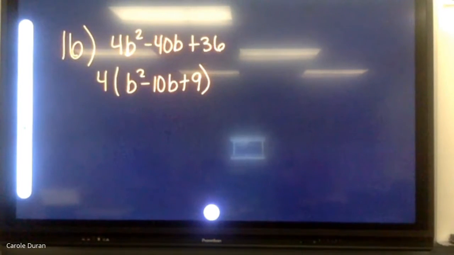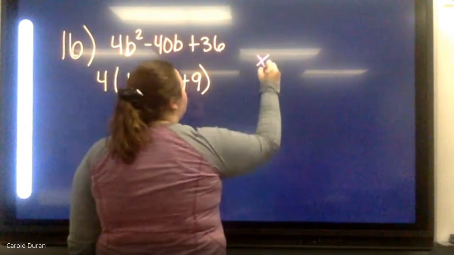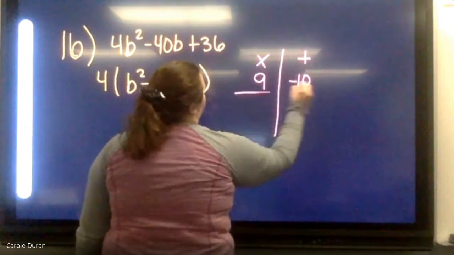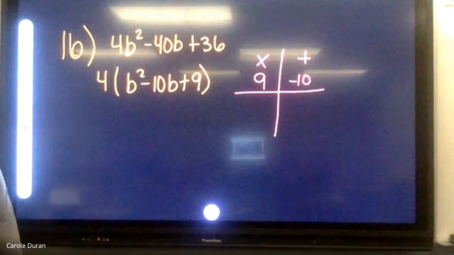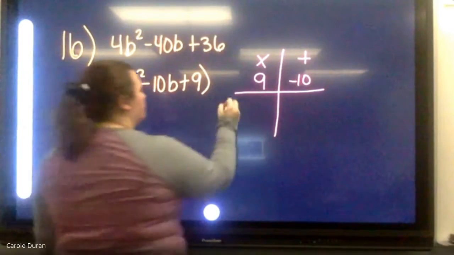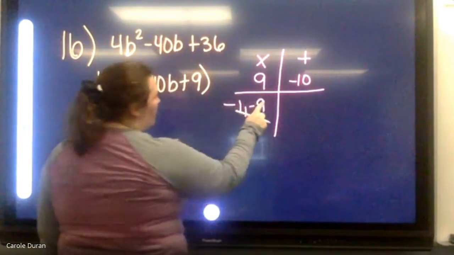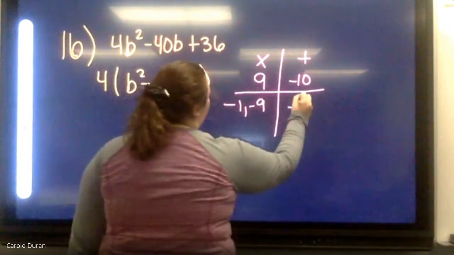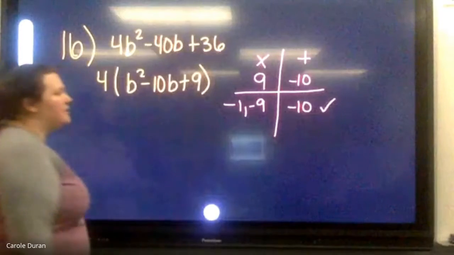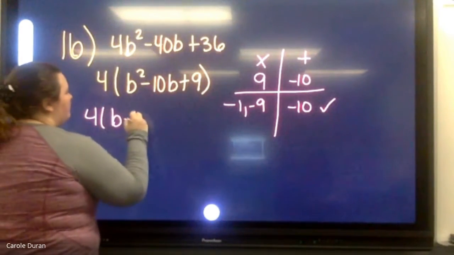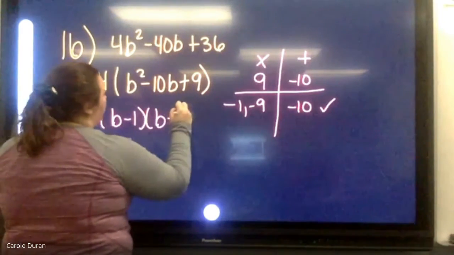Then I'm going to go ahead and do my CB chart, which tells me I'm looking for two numbers that multiply together to get 9, but add to get a negative 10. Anybody have any ideas? Negative 1, negative 9. Negative 1 times negative 9 multiplies into positive 9. Negative 1 plus negative 9 gives me a negative 10. So that one checks out, which means this turns into 4 times b minus 1 times b minus 9.